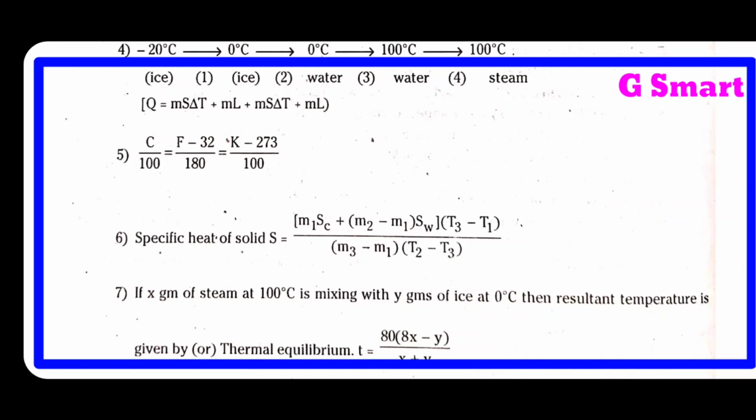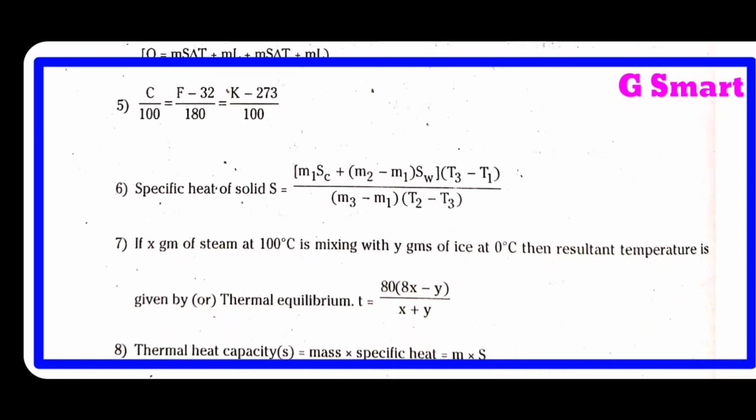C by 100 is equal to (F minus 32) by 180, that is equal to (K minus 273) by 100. We will use this formula to convert temperature between different scales: centigrade to Fahrenheit or Fahrenheit to centigrade, centigrade to Kelvin or Kelvin to centigrade.